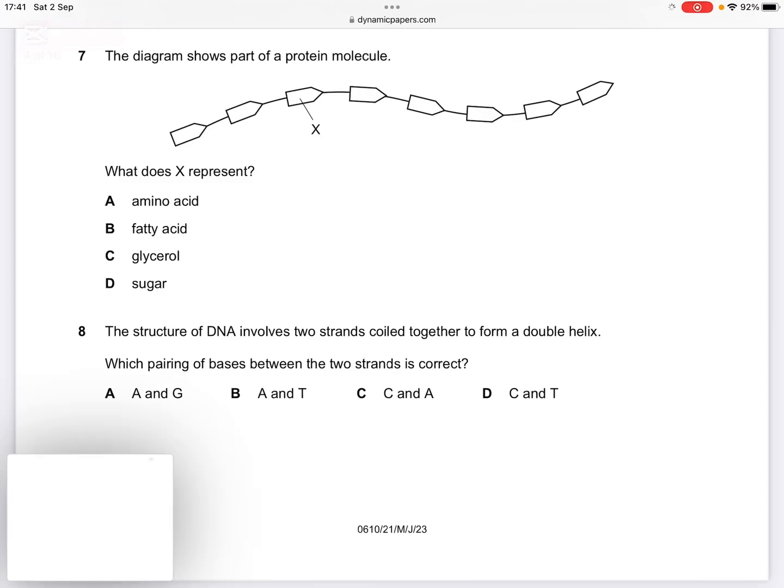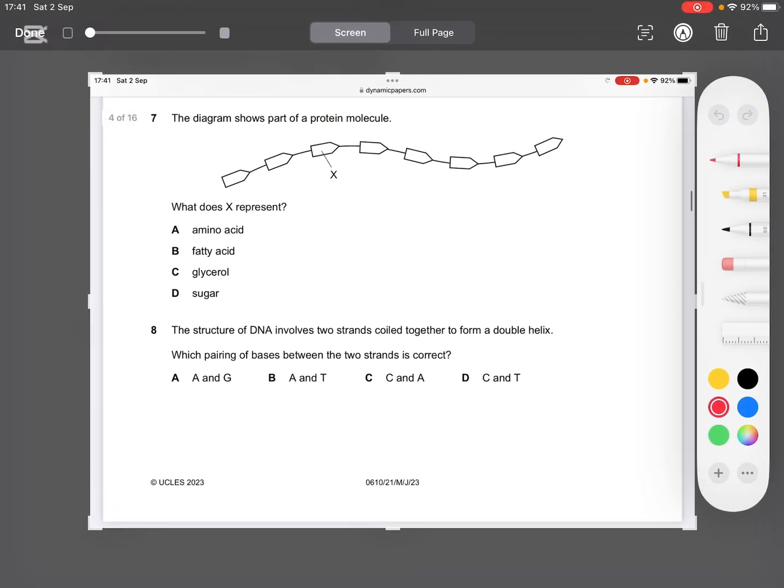This question says that the diagram shows a part of a protein molecule, and this is the protein molecule. So these are the smaller molecules that make the protein molecule, and we said fatty acids, no. Glycerol, no. Sugars, no. It's amino acids.